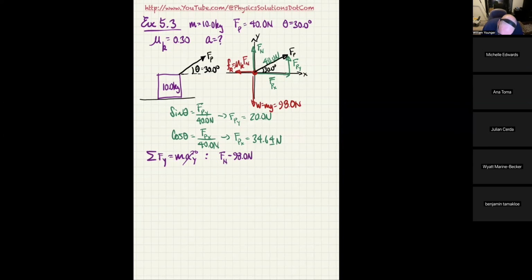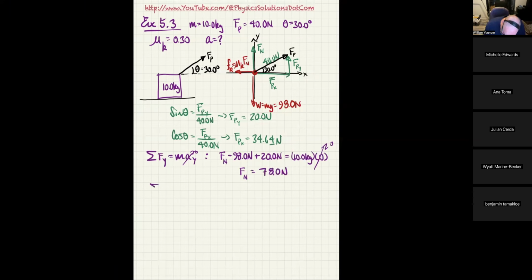98.0 newtons. And then the FPY is also in the positive direction, so that's going to be 20.0 newtons. And then all that adds up to 10.0 kilograms times 0, which means that whole side is 0. And this gives me that the normal force is actually equal to 78.0 newtons. Everybody sees how I got the normal force? Any questions on that?